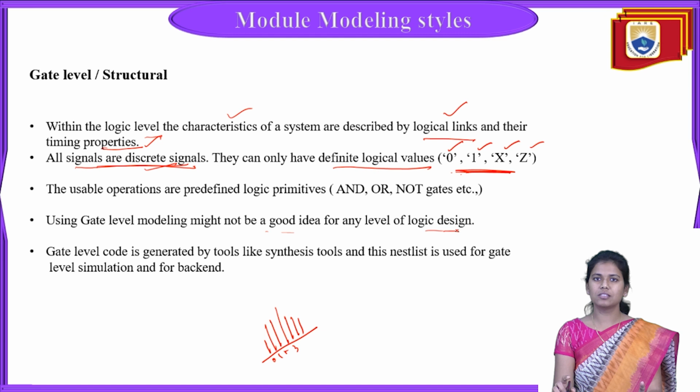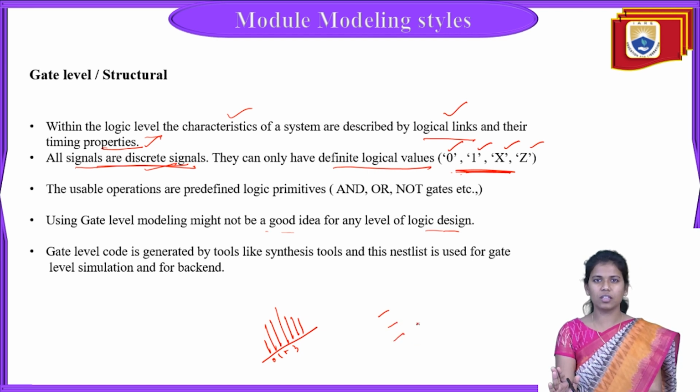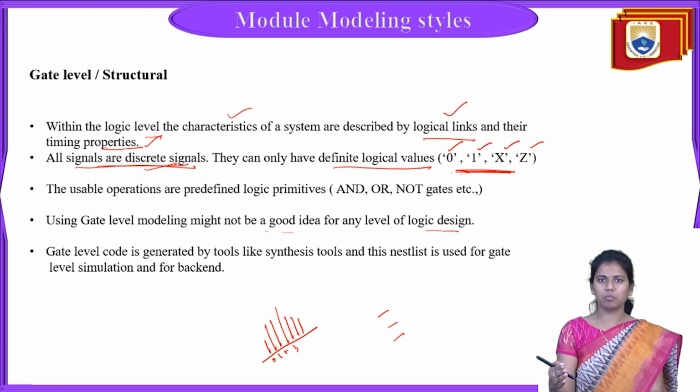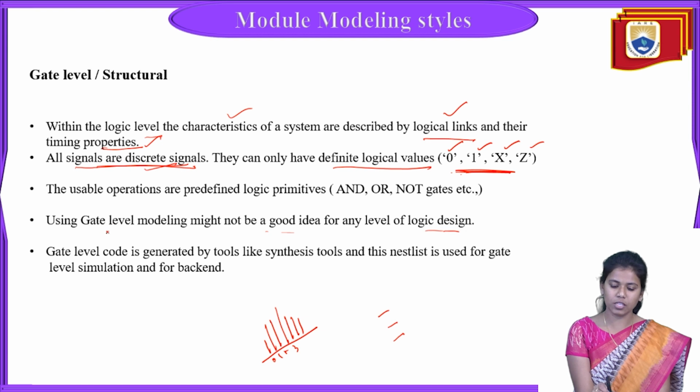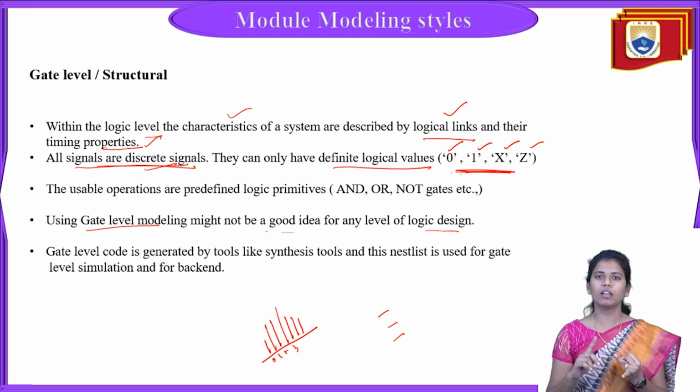As we have seen, there are four levels: behavioral, gate level, switch level and circuit level. There is no restriction that only with this particular model we can achieve the output. That means using gate level we can achieve things, but the output cannot be achieved only using gate level. We can go for the behavioral level, switch level or circuit level.